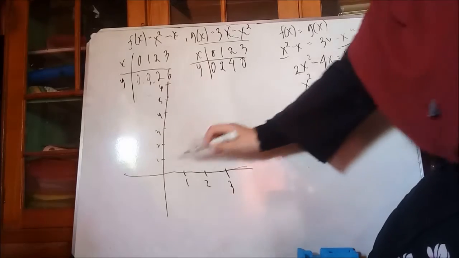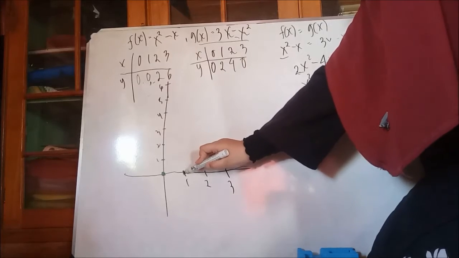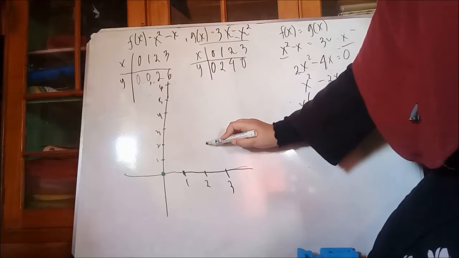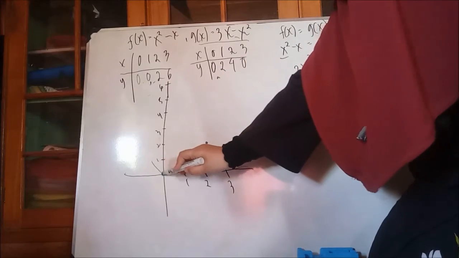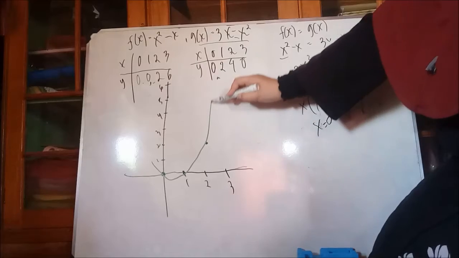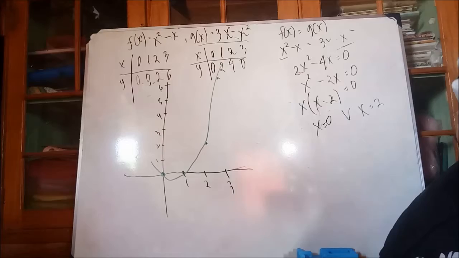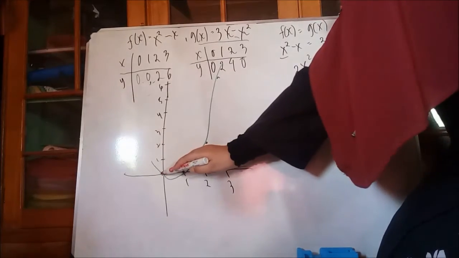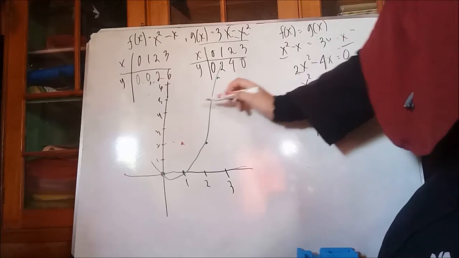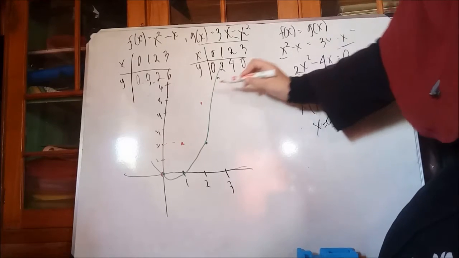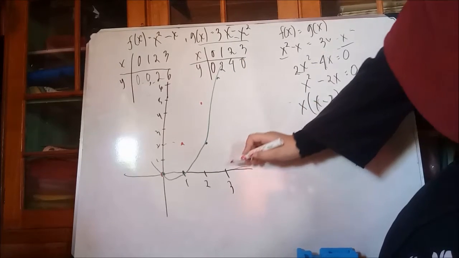Here we get 0 for x equals 0, 0 for x equals 1, 2 for x equals 2, and 6 for x equals 3. So the graph can be drawn like this. And then for the next, if we have x equal to 0, y is 0; for 1, it is 2; for 2, it is 4; and for 3, it is 0.